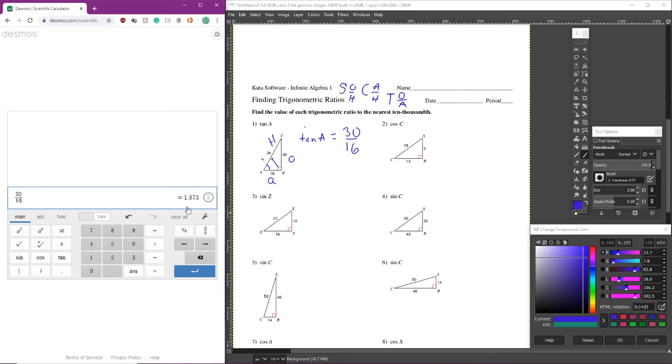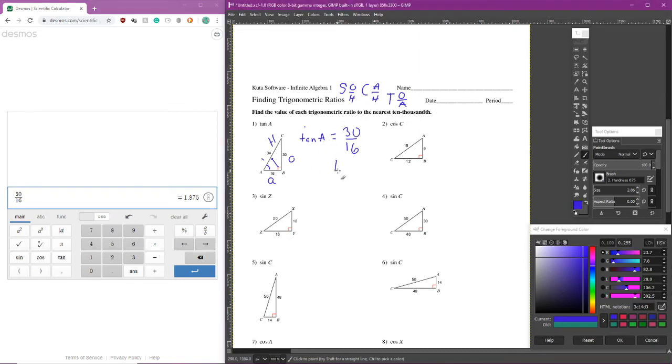Okay, 30 divided by 16 is 1.875, and remember we need one more digit, so we're going to just add a 0. And that's done. Now let's go look at the next one.